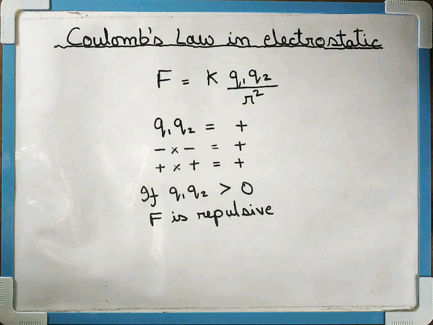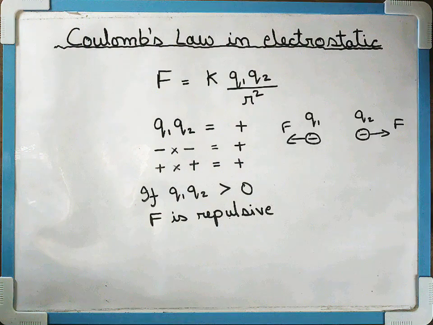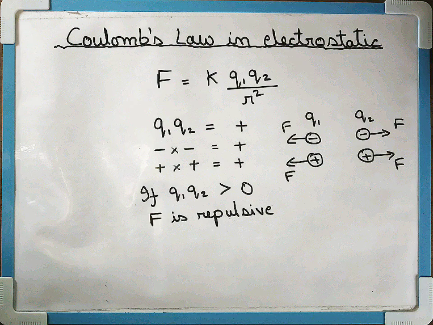Okay, so if the product Q1 Q2 is greater than 0, then the force is repulsive in nature, because we have Q1 negative, Q2 negative, so they will repel. Q1 positive, Q2 positive, again the charges will repel.